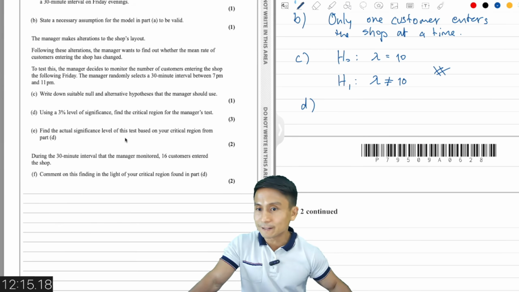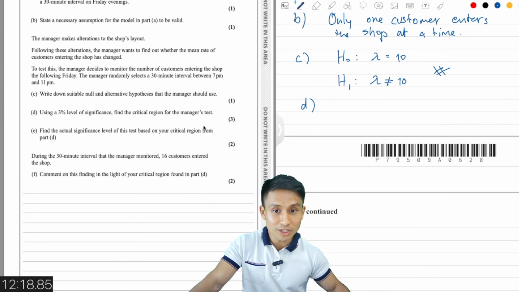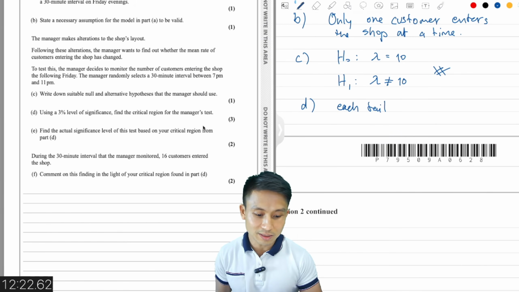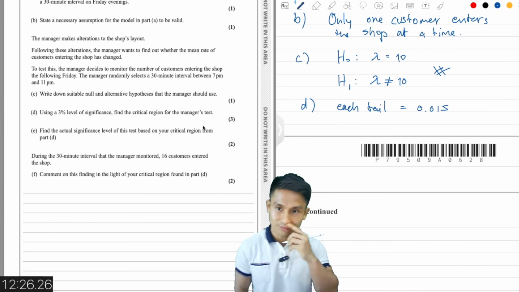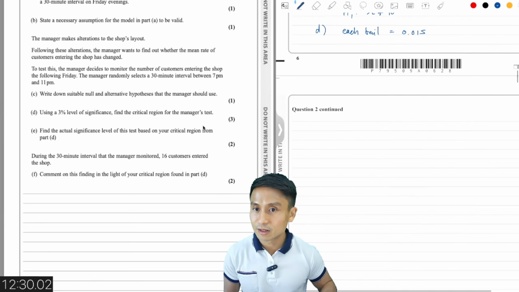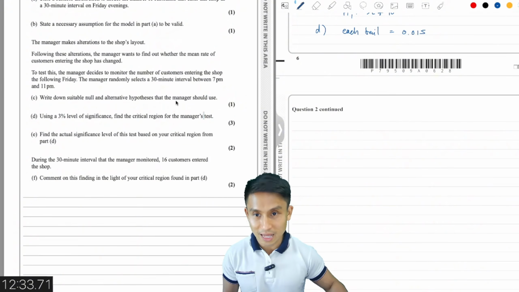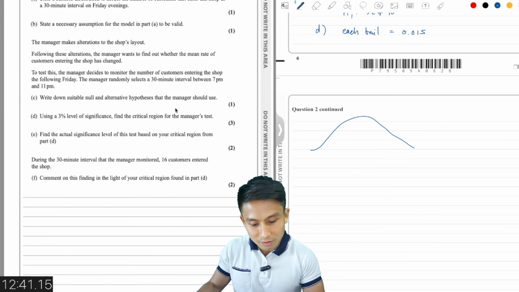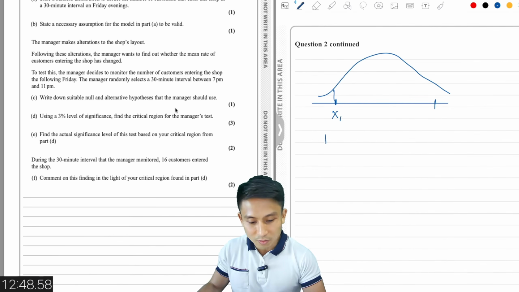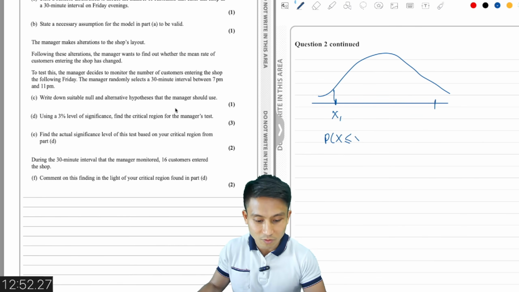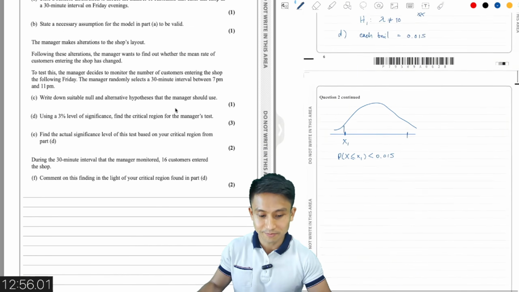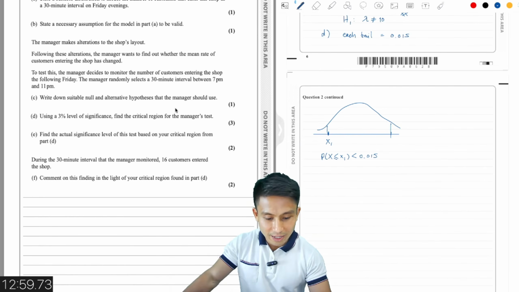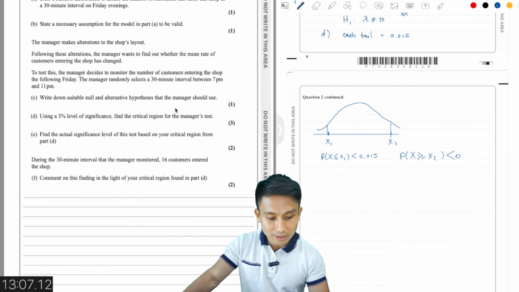Part D. Using a 3% level of significance, find the critical region. Okay, because this is two tails, each tail is 0.015, right? Just 3% divided by 2. And then we have lambda being 10. I would like to draw it as a bell curve, and then you would look at 2 sides. There is the value x1 where P(X ≤ x1) would be less than 1.5%, sorry, and this area here, x2, where P(X ≥ x2) is also less than 1.5%.